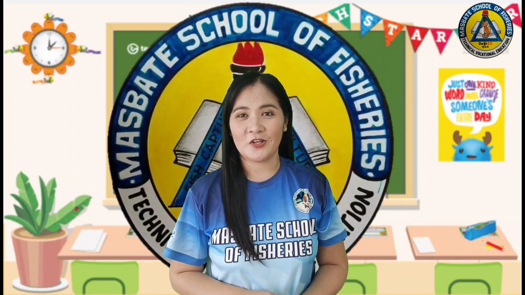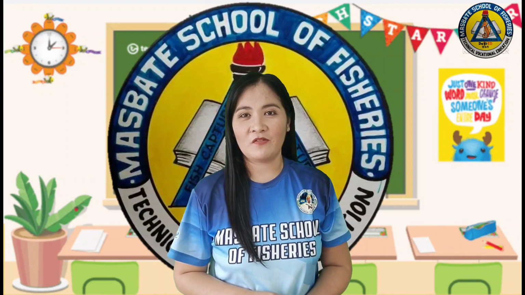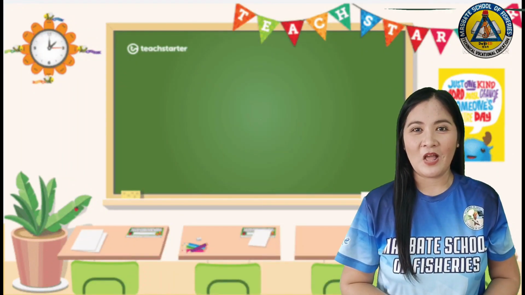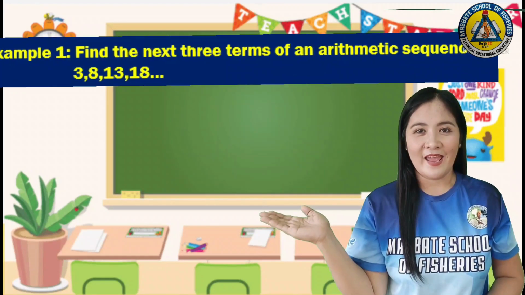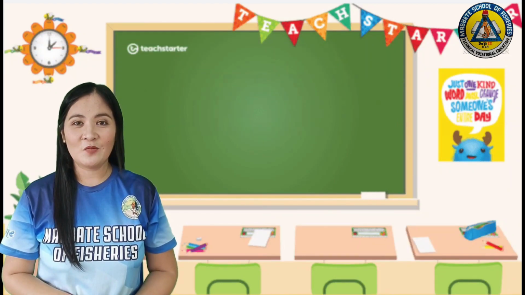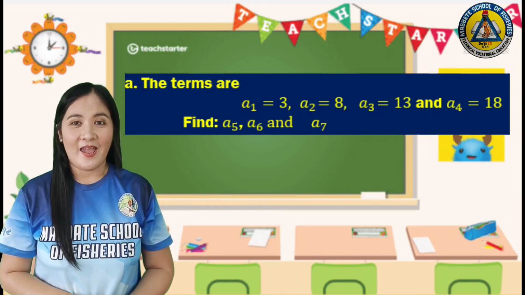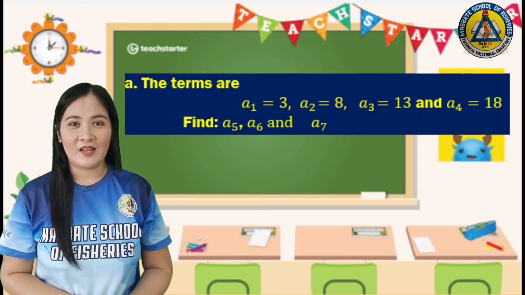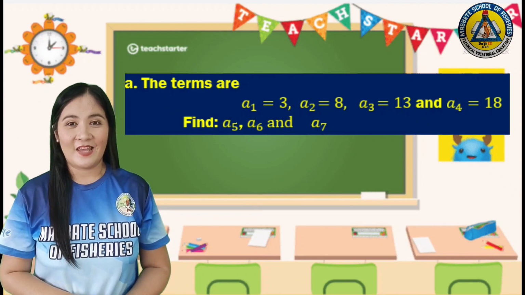In the previous lesson, we defined what an arithmetic sequence is and found the next term of a sequence by adding a constant term. Let us have this example. Find the next three terms of an arithmetic sequence: 3, 8, 13, 18. The terms are a sub 1 equals 3, a sub 2 equals 8, a sub 3 equals 13, and a sub 4 equals 18. We are going to find a sub 5, a sub 6, and a sub 7.